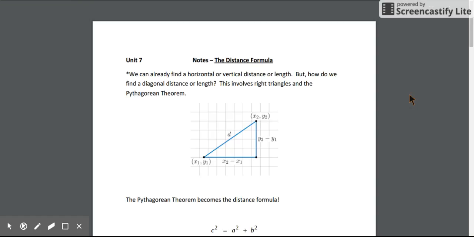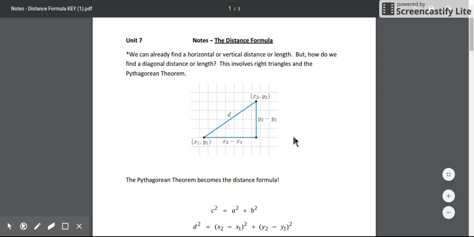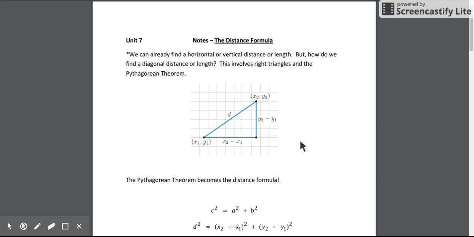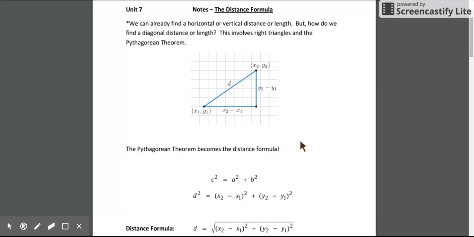In this video, I'm going to be describing how we can use the distance formula to find the distance between 2 points. Hopefully we already know how to find a horizontal or a vertical distance or length. But this may be the first time that you find a diagonal length. And in order to do that, we're actually going to use a right triangle and the Pythagorean theorem to do it. So the distance formula is really the Pythagorean theorem.